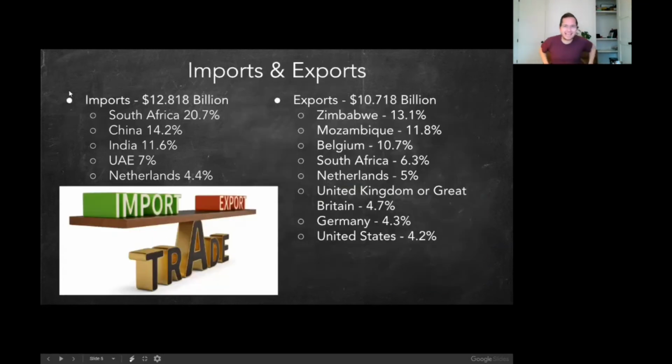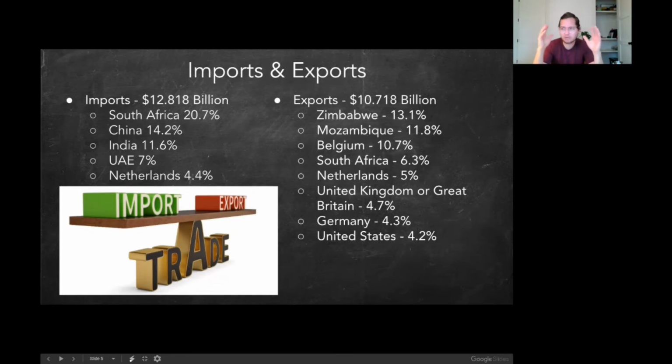Imports and exports. So Malawi imports $12.818 billion of goods. That's $12,818,000,000 of goods that Malawi buys from other countries, that they have to bring in and pay for. You see these percentages. They're bringing in goods from South Africa, and a lot of goods from China, India, United Arab Emirates, and the Netherlands.